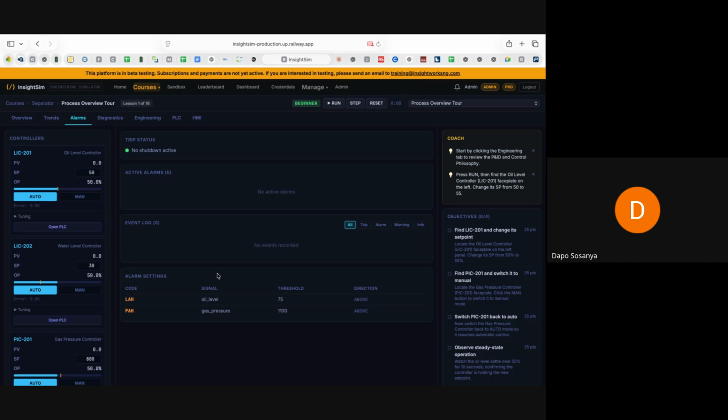So this is mimicking the HMI. All the alarms, once you begin to run your operation, will be active here. So you have your active alarms, you have your event log, you have your I alarm level, pressure, oil pressure, and then this is the gas pressure, and so on and so forth. The threshold for this one is 75, the threshold for this is 1,100, and the direction is above. So you can see how all of those are defined.